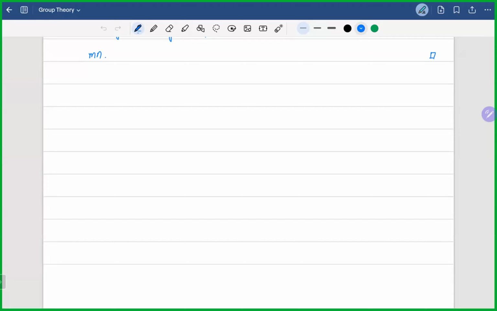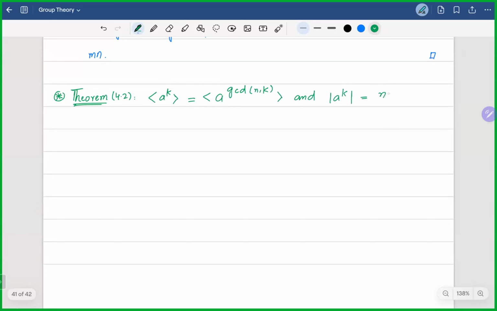Now we will present theorem 4.2, which roughly says that the set generated by A power k is given by A power GCD of n and k, and the order of A power k is given by n divided by GCD of n and k. And this is very interesting.